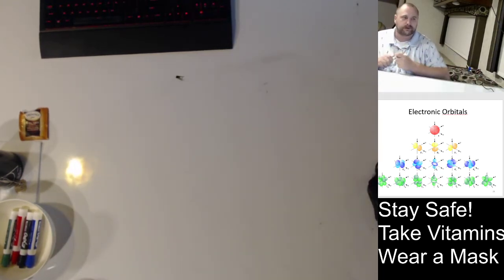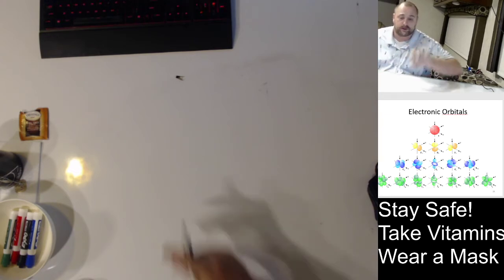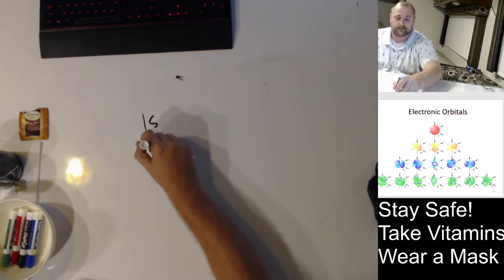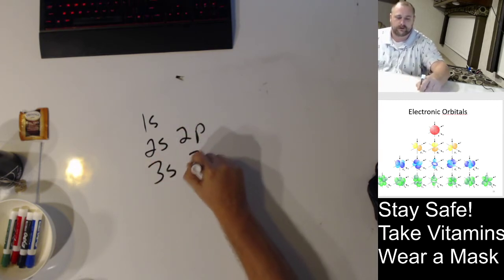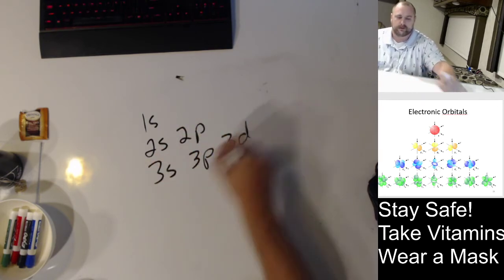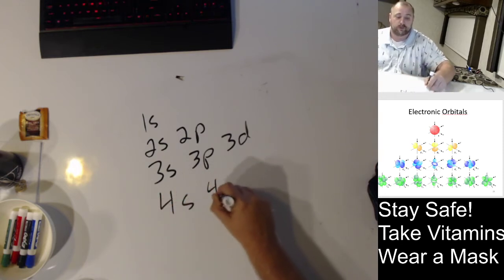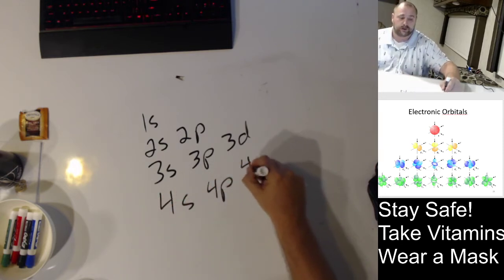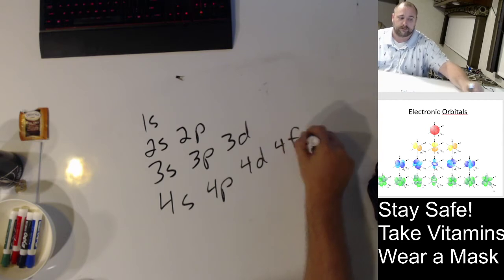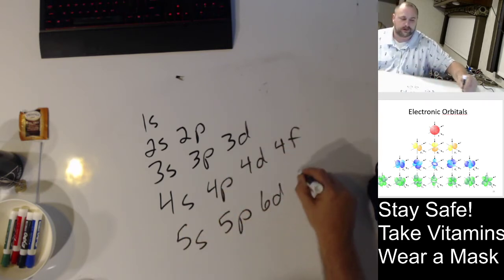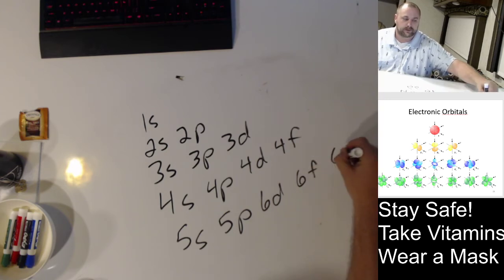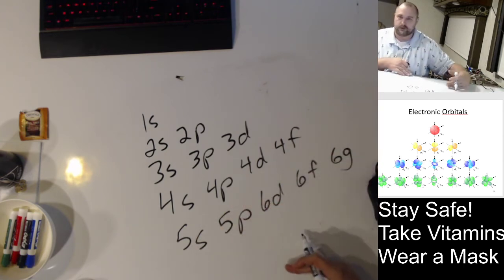How do we get these electron configurations? Well, you would think you're going to add in S, P, then 4D would be next, then F, 5S, and 5P, 6D, 6F, and 6G. You would keep it going down.